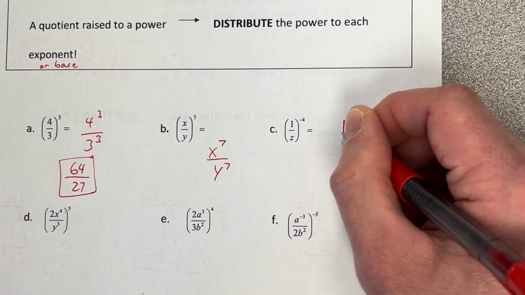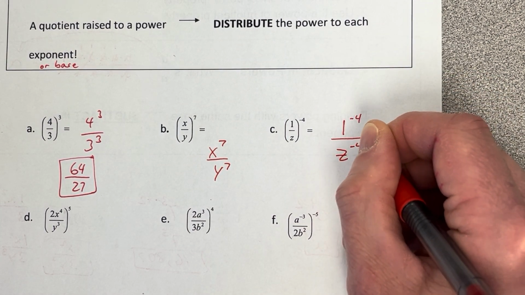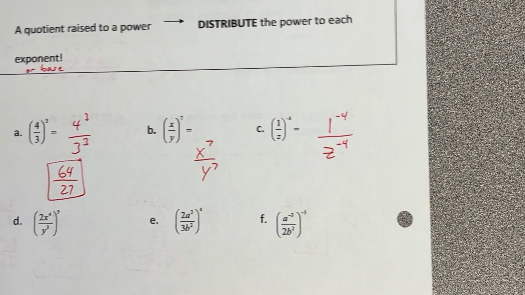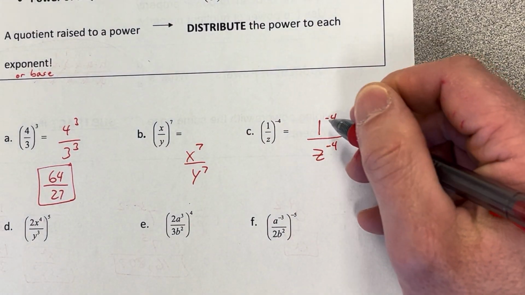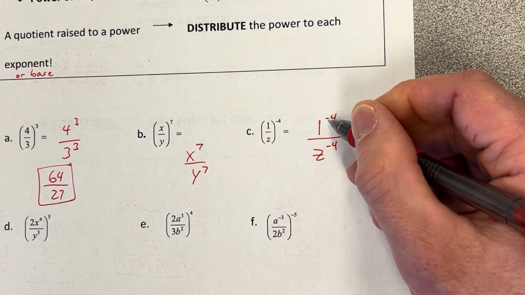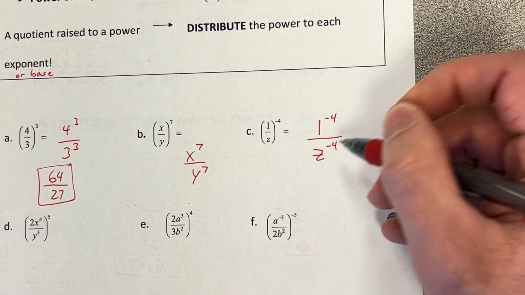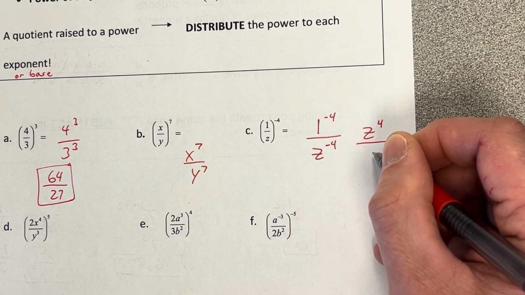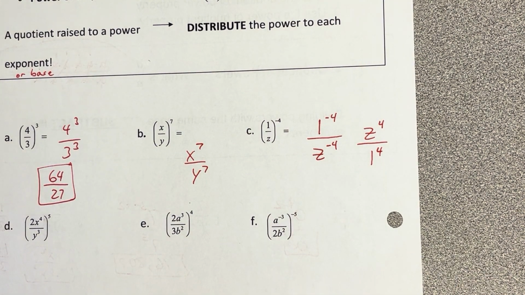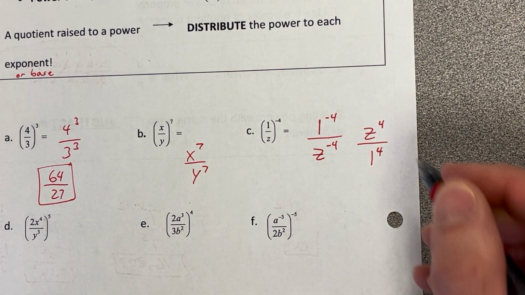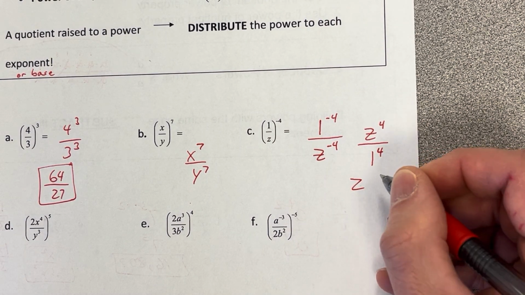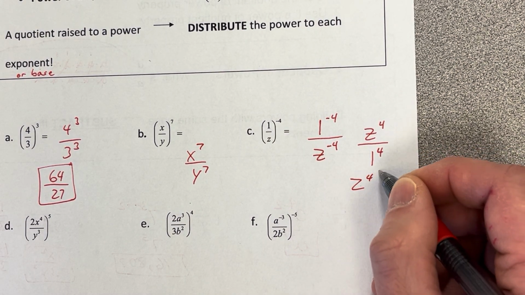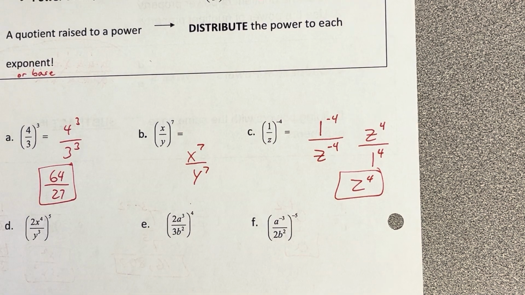1 to the negative 4th over z to the negative 4th is not your answer because you're not done yet. Negative exponents make reciprocals. So this is going to move downstairs. This is going to move upstairs. We're going to get z to the 4th over 1 to the 4th. And 1 to the 4th power is just 1. So what we're going to have is z to the 4th over 1, which is just z to the 4th.